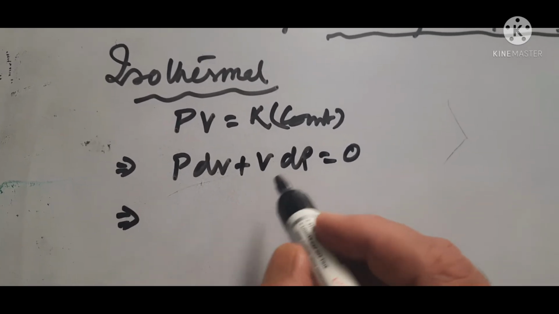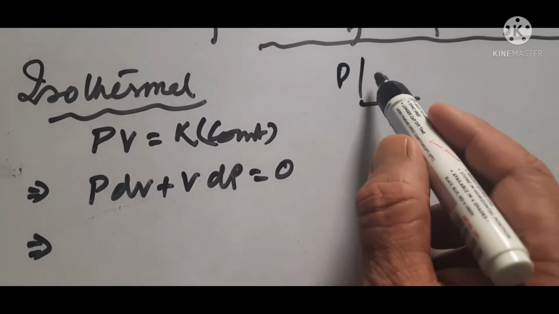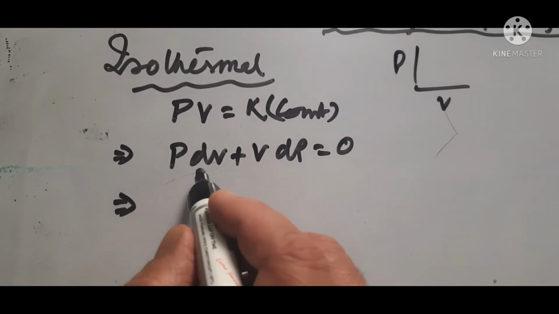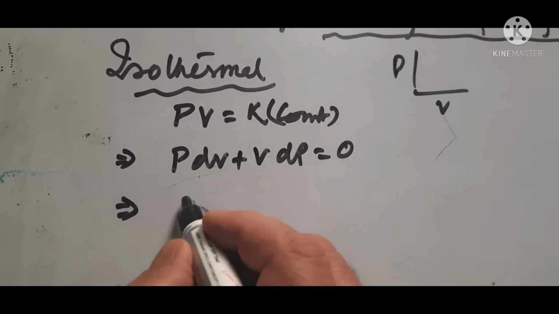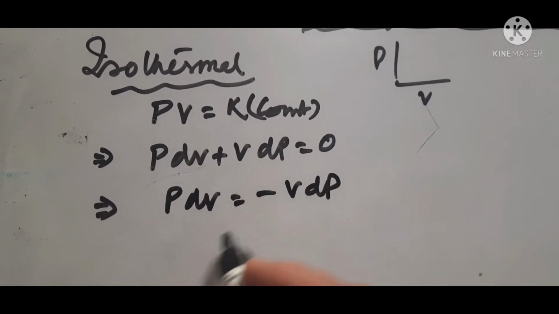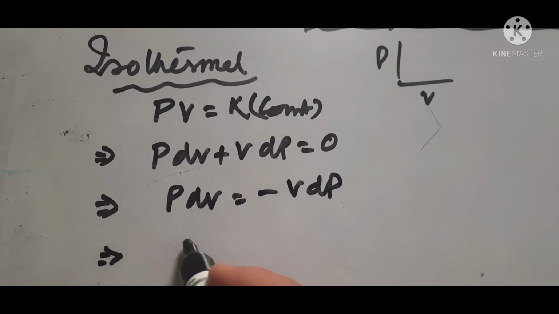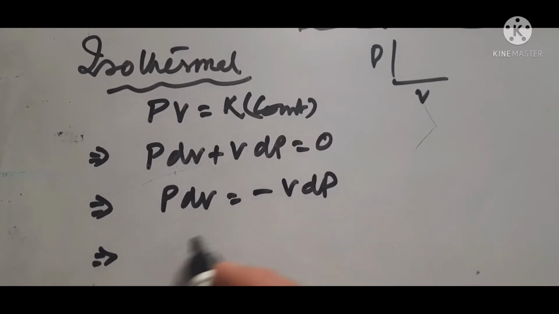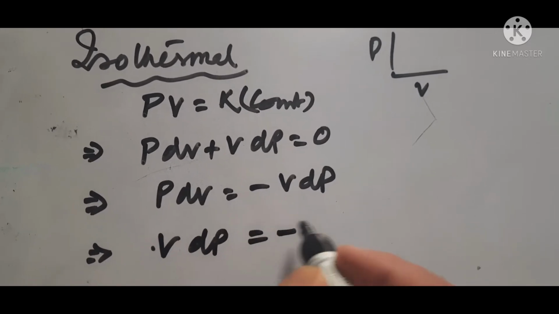Which curve are we talking about? PV curve. And for the slope, we are going to find dP by dV. So P dV is equal to minus V dP. Or better to take it here: V dP is equal to minus P dV.